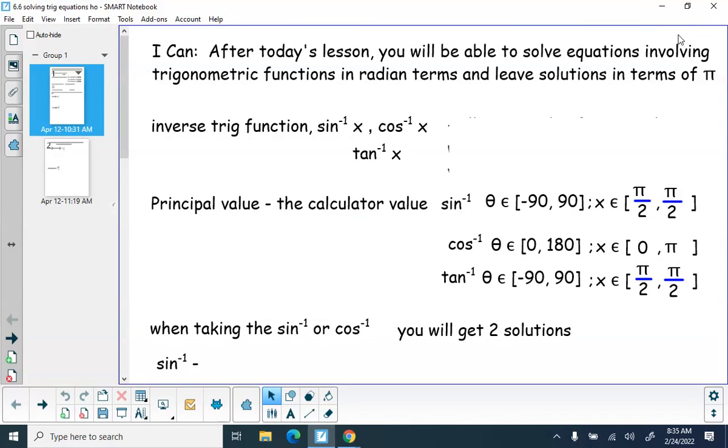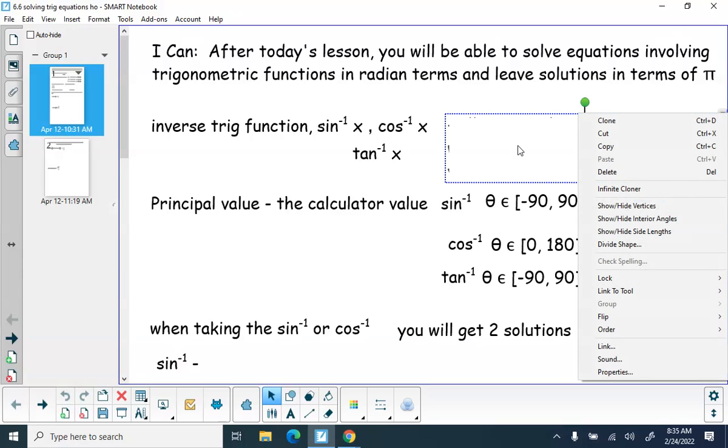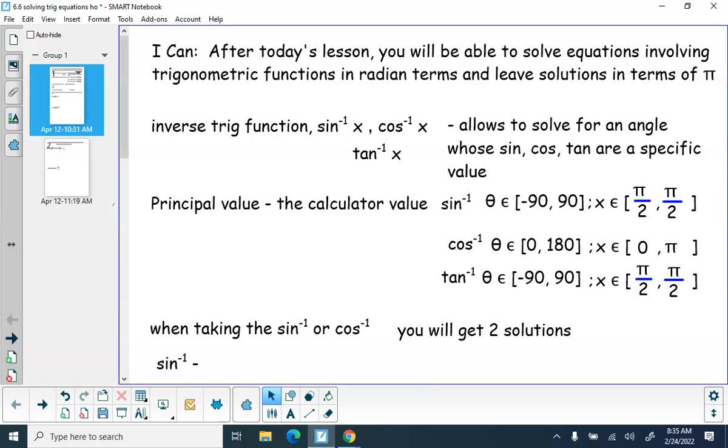Okay, when solving trig equations, we're going to be using inverse trig functions. We'll be using inverse sine and inverse cosine. This will undo our trig functions of sine, cosine, and tangent. It allows us to solve for an angle whose sine, cosine, or tangent is a specific value.